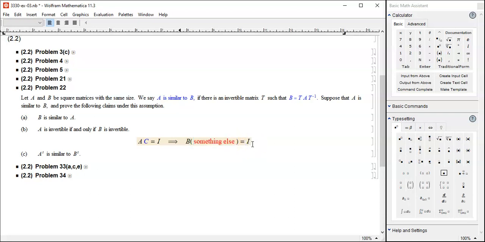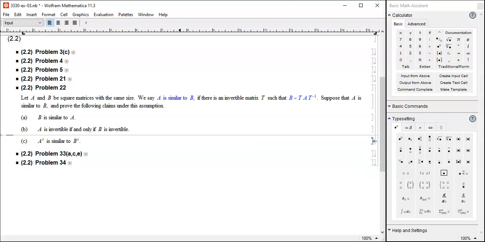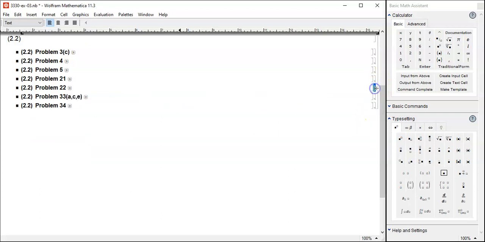Of course, you have to prove the other way around, but once you have one, going the other way is very similar, no pun intended. I mean, the methods are similar. Next, transposes are similar to each other. A transpose is similar to B transpose. Okay, I'll just leave that to you.